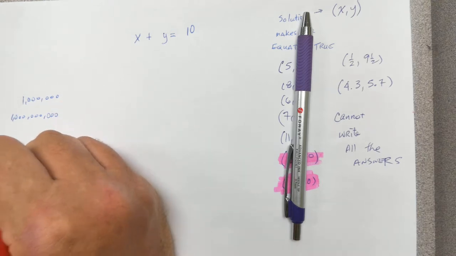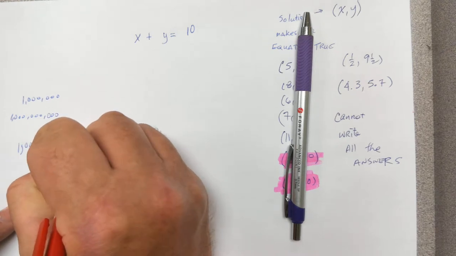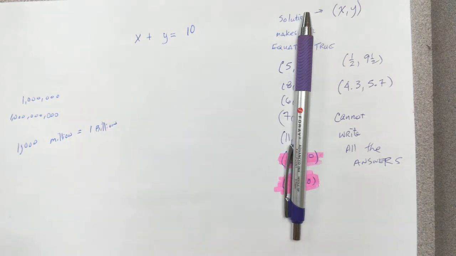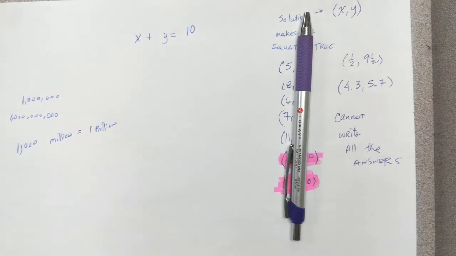If you have 1,000 million, that's 1 billion. So if you're a billionaire, if you have $1 billion, that means that you became a millionaire 1,000 times. If you became a trillionaire, that means you became first a millionaire 1 million times. Kind of crazy.